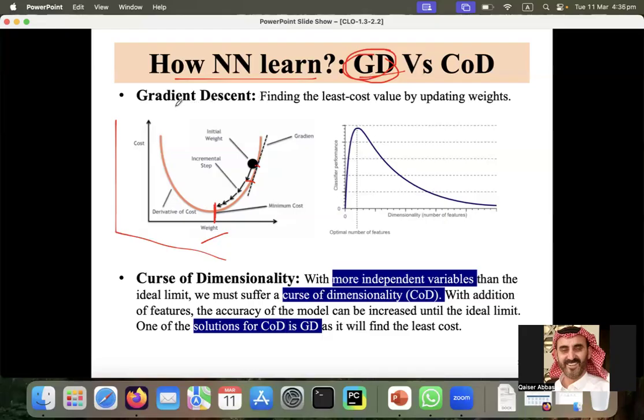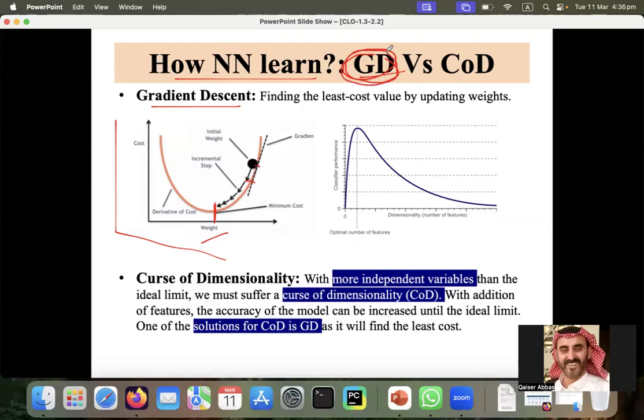So in a neural network, we can use this gradient descent, and it will find the least cost, the reduced cost. But there is an issue with gradient descent, which I already told you: it will give you the local minimum. Then what is the solution? We will discuss it in the next slide.